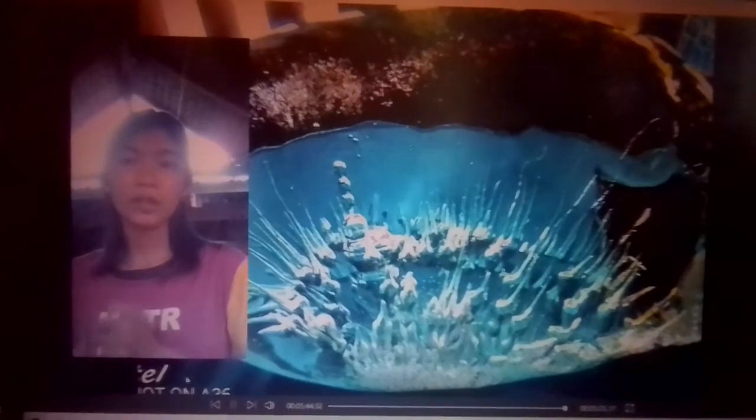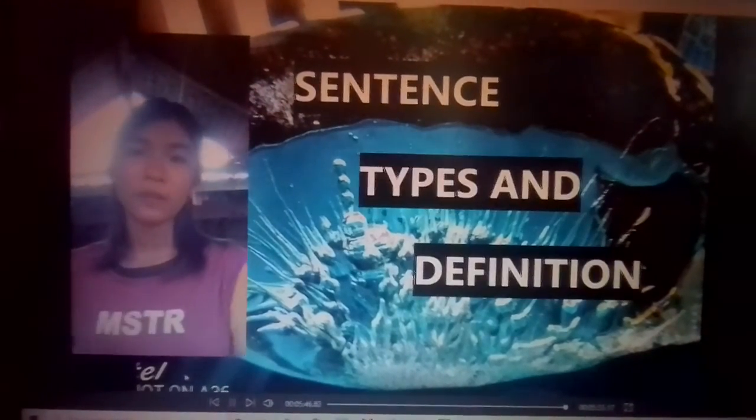So that's our sentence, its definition and its types. That's the end of my topic.